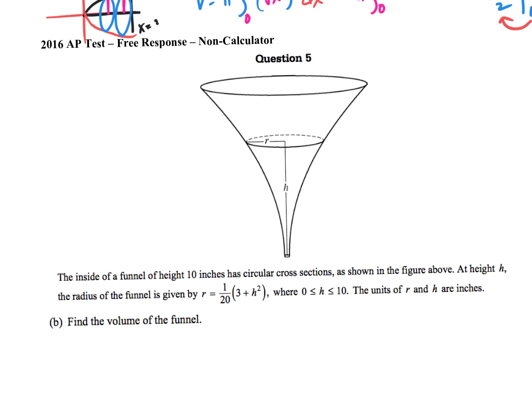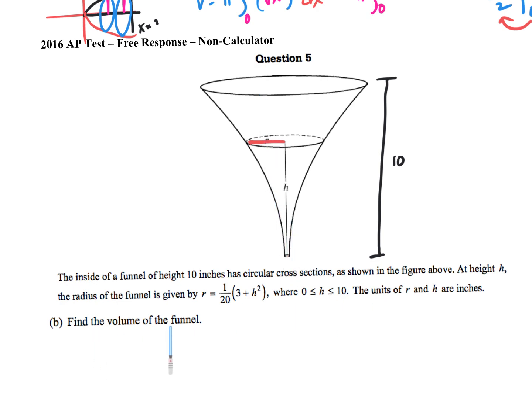Guys, you've seen this funnel before, have you not? You've seen this funnel. You just haven't seen part B. So again, this funnel has a height of 10 inches. It has circular cross sections. Would you agree? Yeah. We have circular cross sections. And it says the radius is given as 1/20th of 3 plus h squared, between 0 and 10. That radius is going to get smaller and bigger, okay?